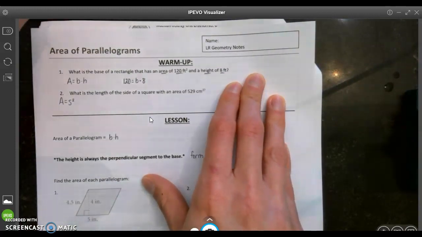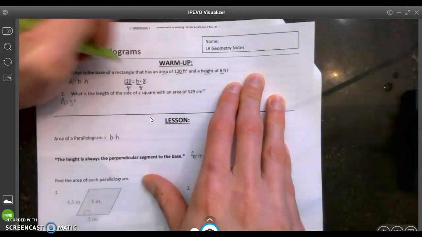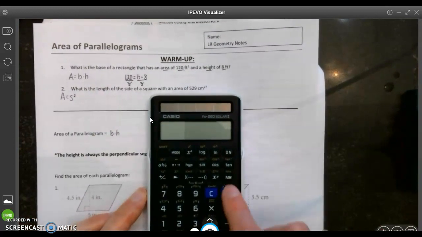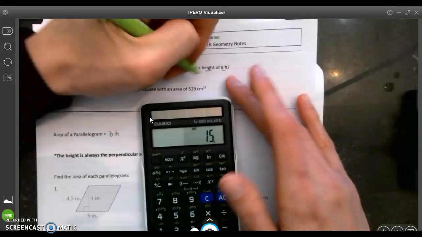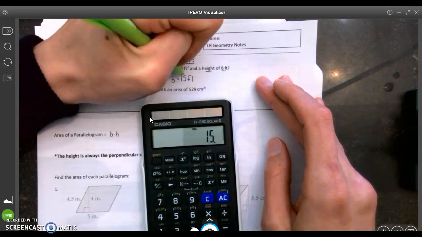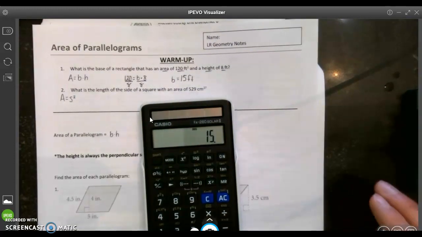B and 8 are being multiplied, so I want to divide both sides by 8. So I'm going to do 120 divided by 8, and my base is going to be 15 feet. Not 15 feet squared, because it's just the length of the base, it's not the area.